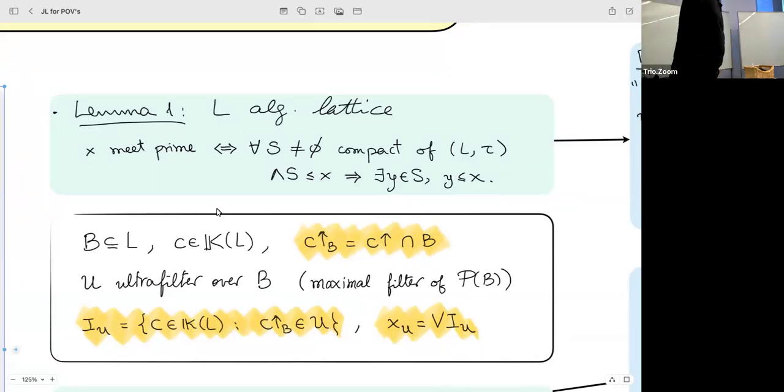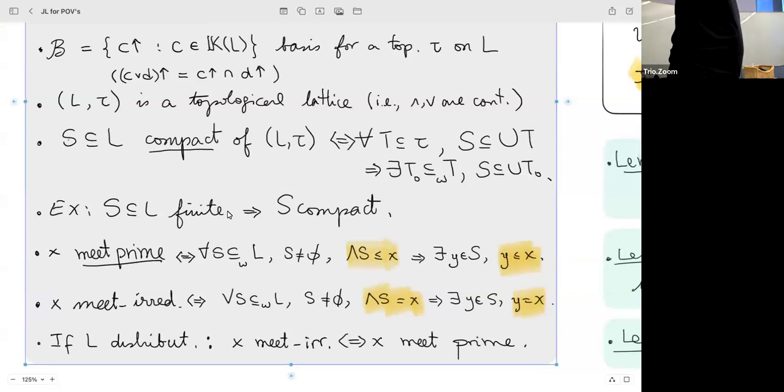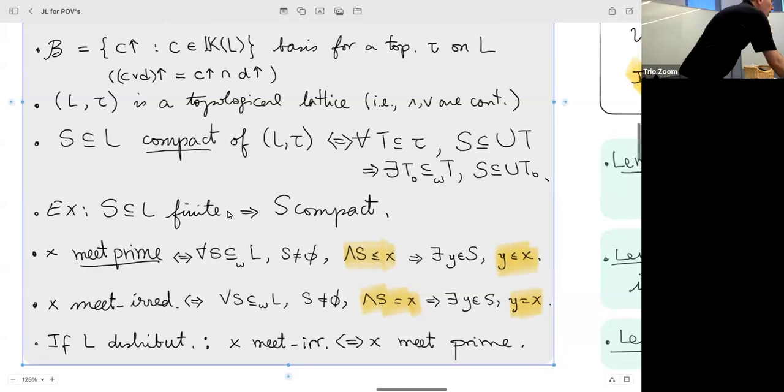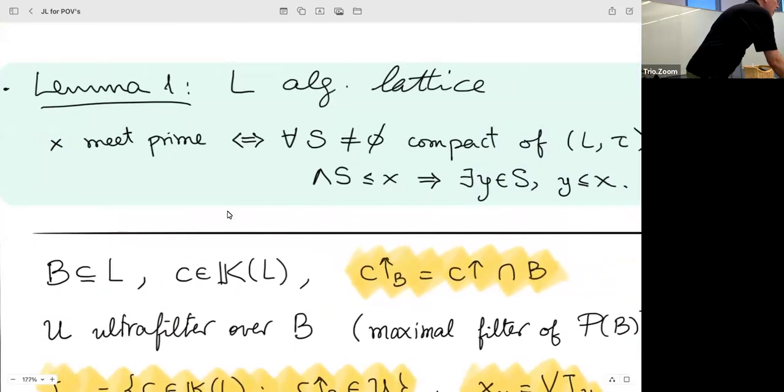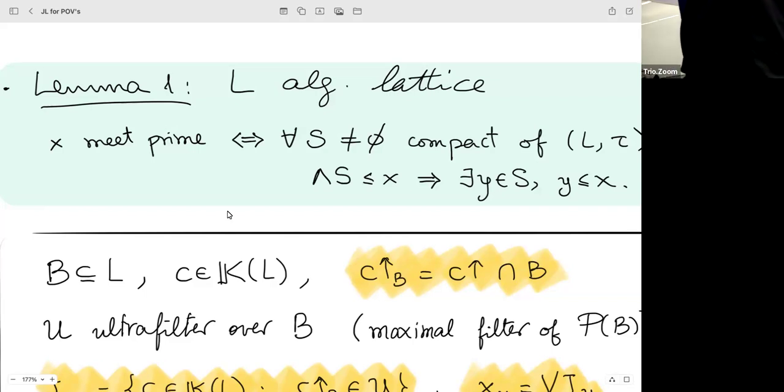First of all, he has this very nice lemma. Remember what a meet prime is? Meet prime is if your element sits above the meet of a finite set, then it sits above one of the elements. Well, what this lemma says is that if your lattice is algebraic, then meet prime can be characterized in this way: if it sits above the meet of a compact set, then it sits above one of the elements. So you see, it is replacing finite with compact. Actually, the proof from right to left is immediate because every compact is finite. The important one is the proof from left to right.